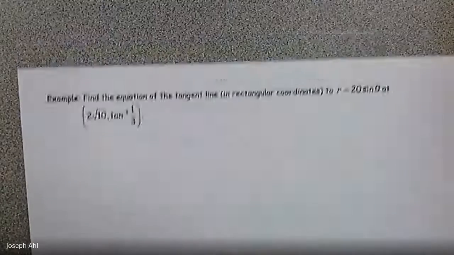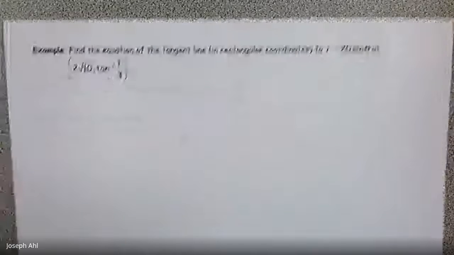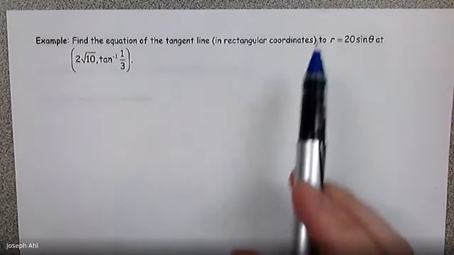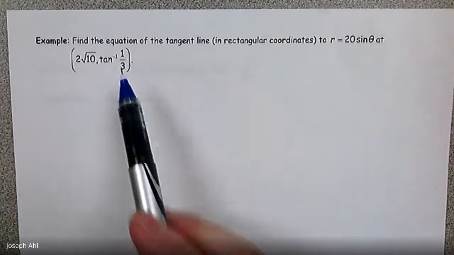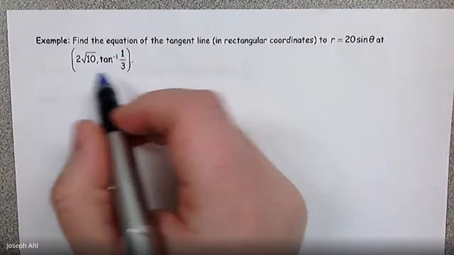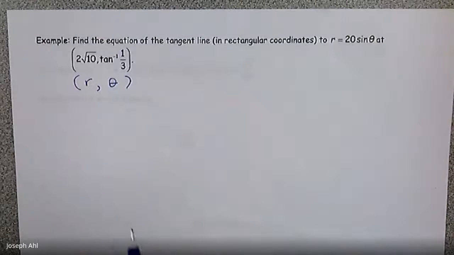Okay, here's an example at the top of the next page that gets into some of the new information today with the slope of a polar curve. The question says, find the equation of the tangent line, and we want to do this in rectangular coordinates with x's and y's, to r equals 20 sine theta at 2 radical 10, and then tan inverse of a third. So remember, when we're given this information in polar, this is some coordinate r comma theta.